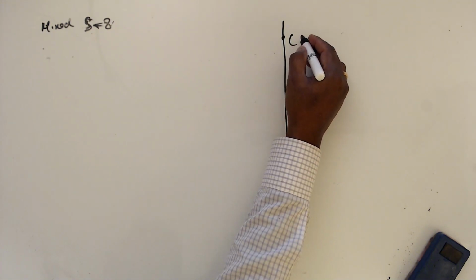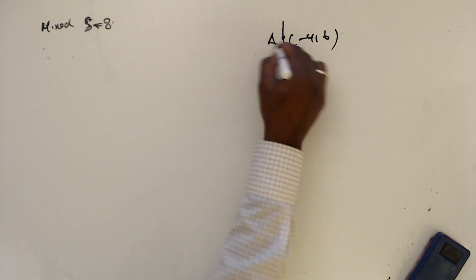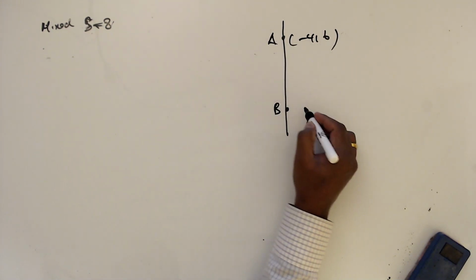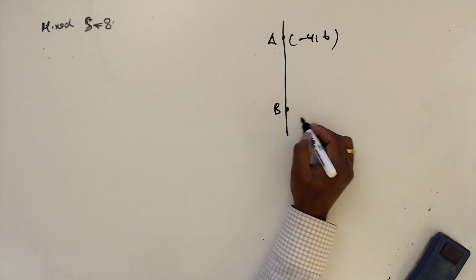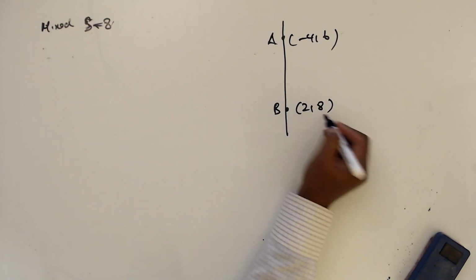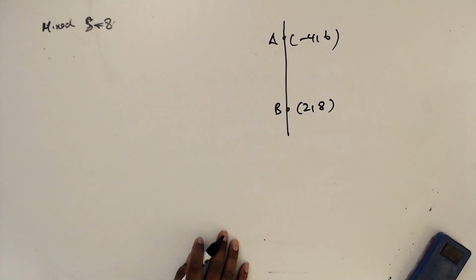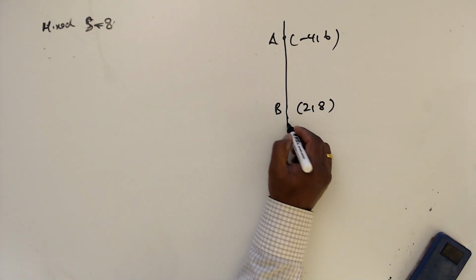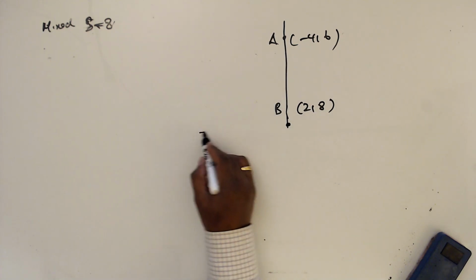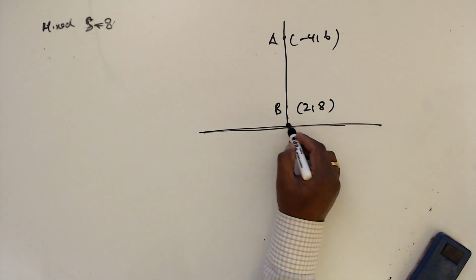A is (-4, 6). B is (2, 8). A is (-4, 6), B is (2, 8). This is B. So this one goes through another line, going through B.